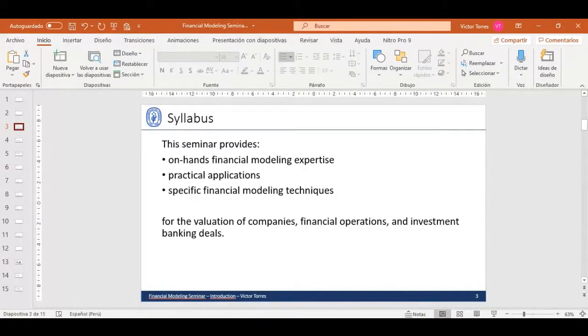Basically, we're going to be using all these techniques for valuing companies, evidently, but also for analyzing particular deals that are going to be helpful for the enterprises we're going to be working on, right? Anything regarding financing, anything regarding potential acquisitions, that's where all these modeling techniques are going to be useful for us in general.